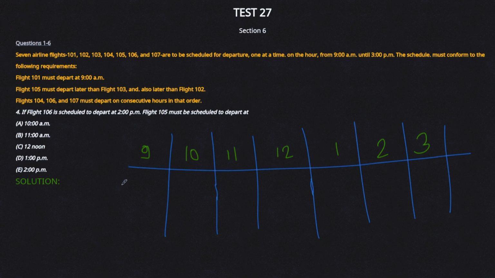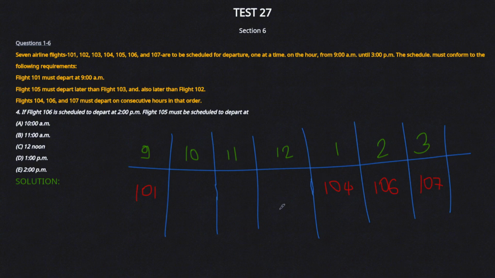Question number 4. If flight 106 is scheduled to depart at 2 p.m., flight 105 must be scheduled to depart at... okay, let's just put 106 at 2. We know 101 has to depart at 9 a.m. So these are the two things that are already settled. And then we know from that last one, 104, 106, and 107 have to be in order. So 104 and then 107.